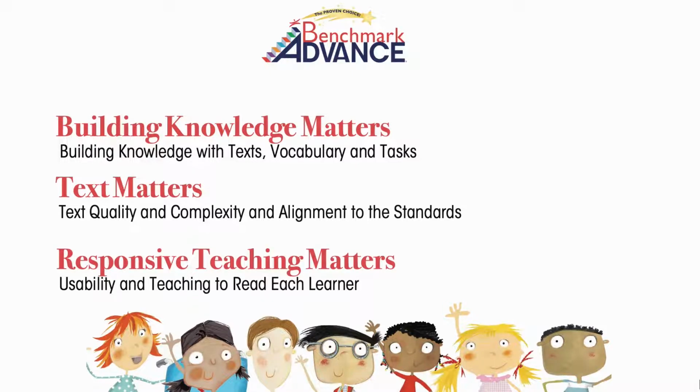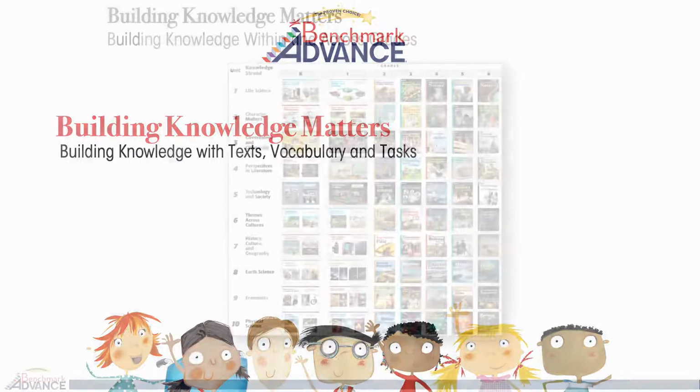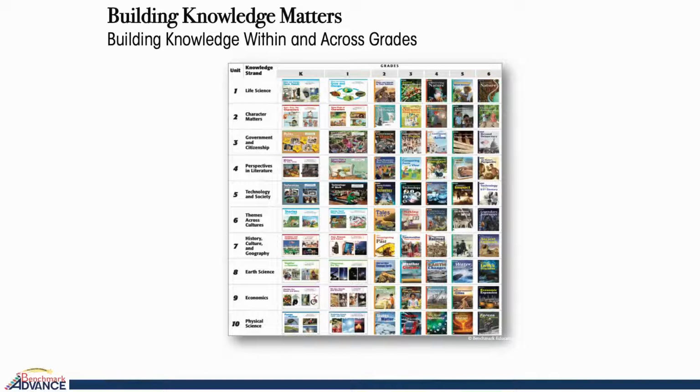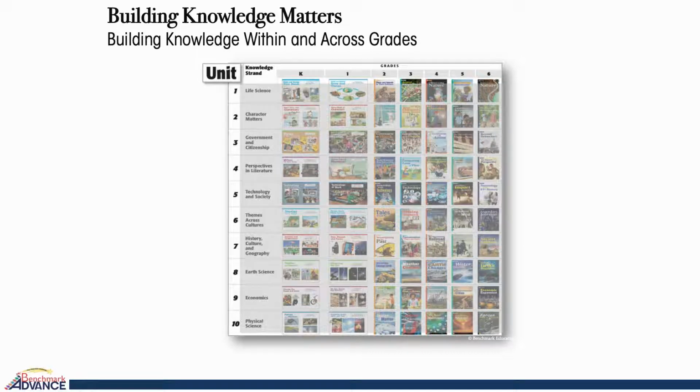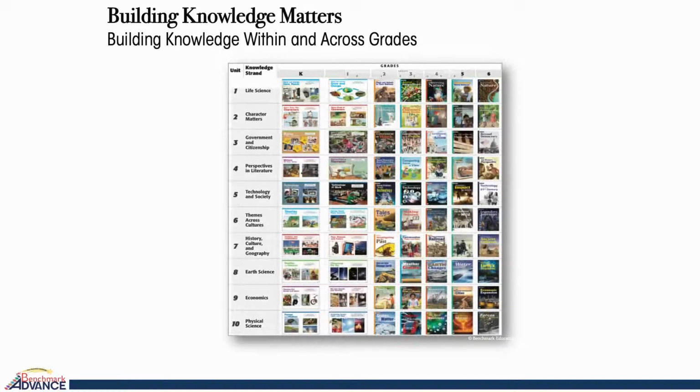Let's start by looking at the program structure, building content knowledge while students learn ELA standards. Inside the Teacher's Resource System is a chart that represents the instructional framework. On the left are the unit numbers. There are 10 units per grade level. The second column represents the topics for each unit, and the other columns represent the grade levels.